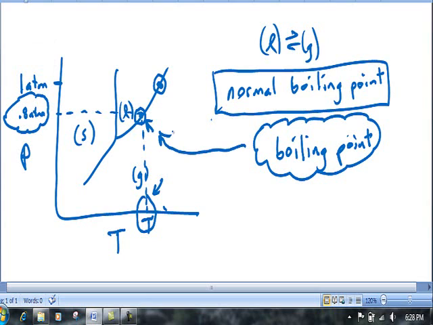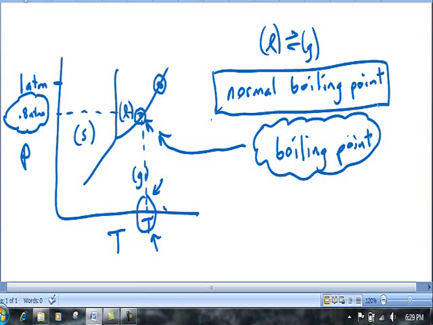This would be why, for example, water on a mountaintop where the outside pressure is much less than 1 atmosphere will boil at a lower temperature than it will under standard or normal conditions of 1 atmosphere. So a boiling point is liquid to gas phase change at any pressure temperature combination. The normal boiling point is the liquid to gas phase change occurring specifically at 1 atmosphere pressure.